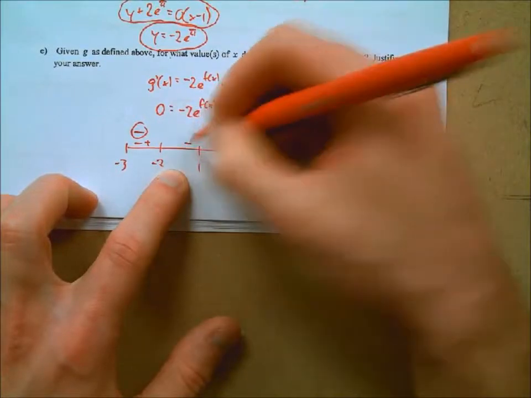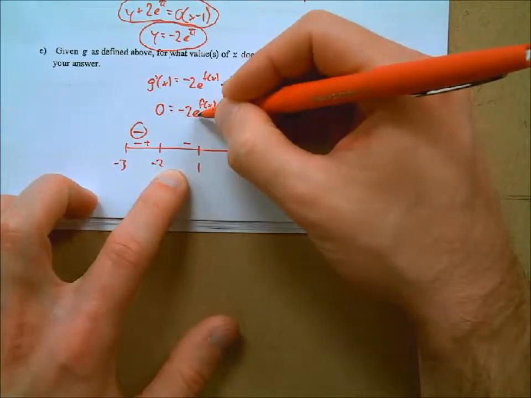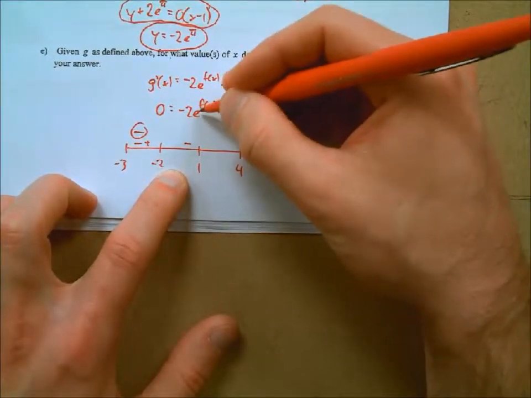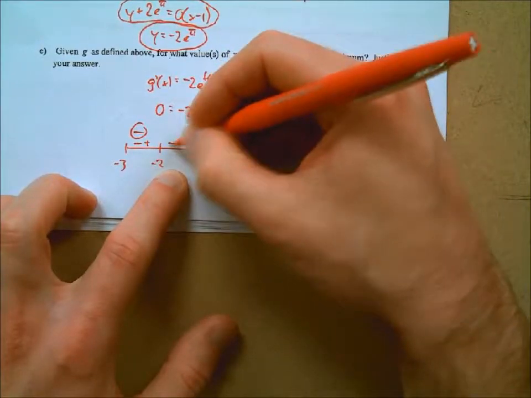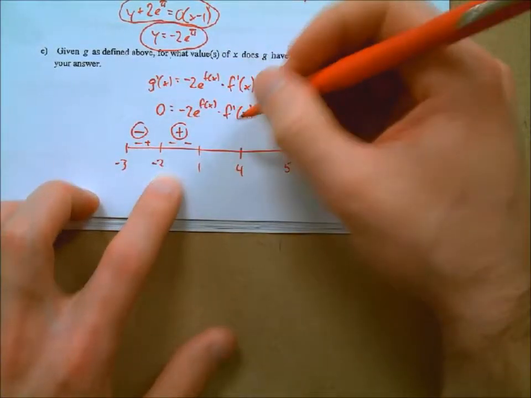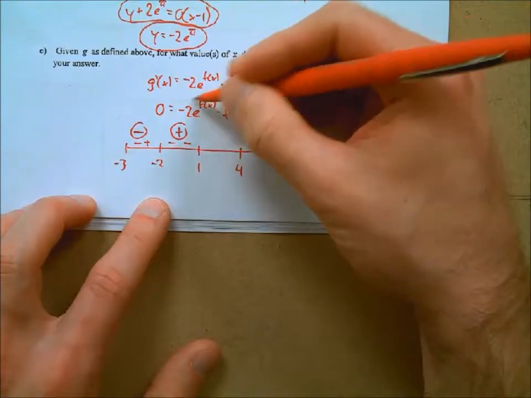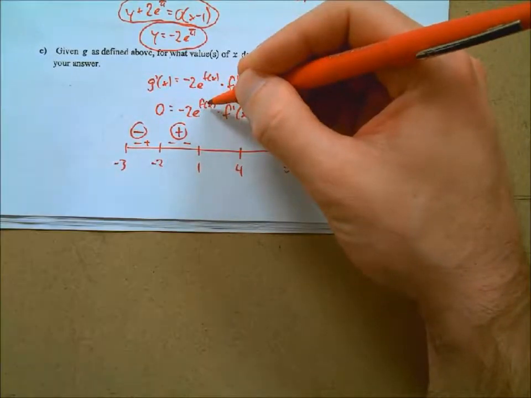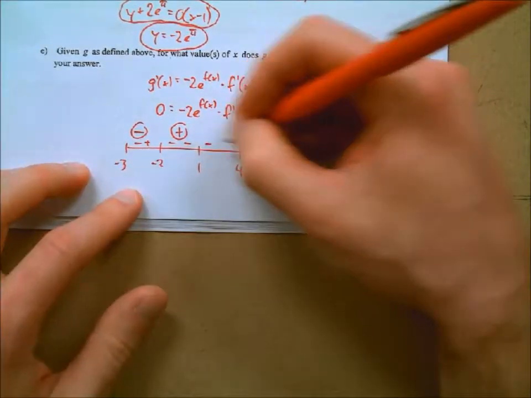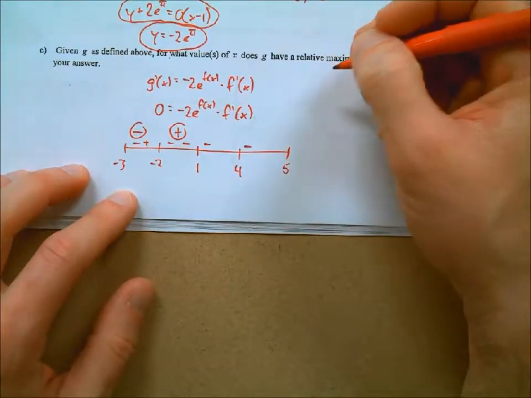Negative. e to the f of 0 is still going to be positive, times a negative is still a negative, so it's a negative times a negative, positive. Okay? This first piece here, it's always going to be negative, right? e to something is going to be positive, but then times a negative. So we're always going to have our first thing be negative there in those intervals. It's a matter of what f prime is.